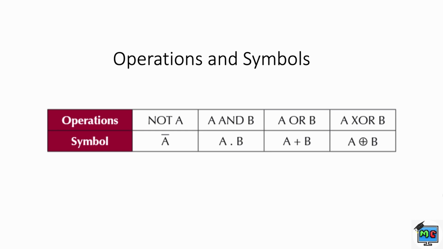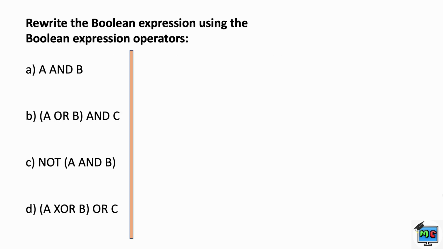Okay, right. So we can easily do this exercise now. Let's do a little exercise. Rewrite the Boolean expression using the Boolean expression operators. So first one, what would it look like? A and B. A dot B. A dot B. Right.